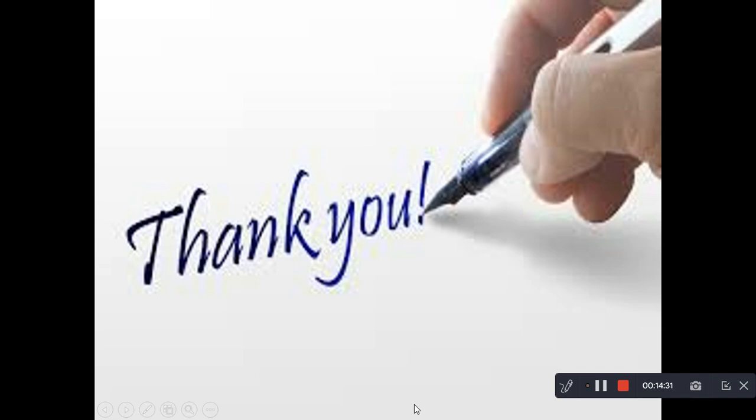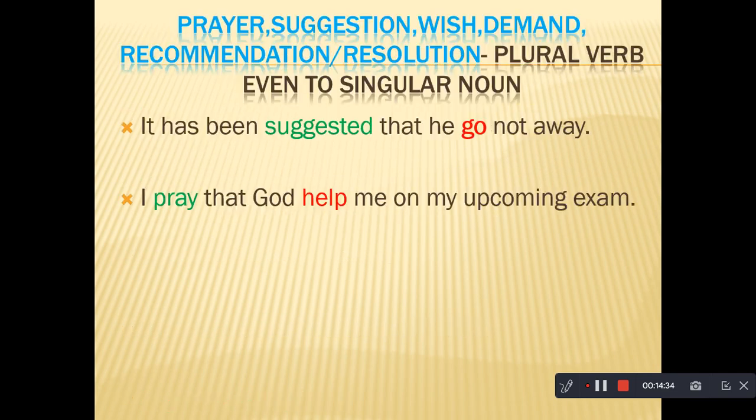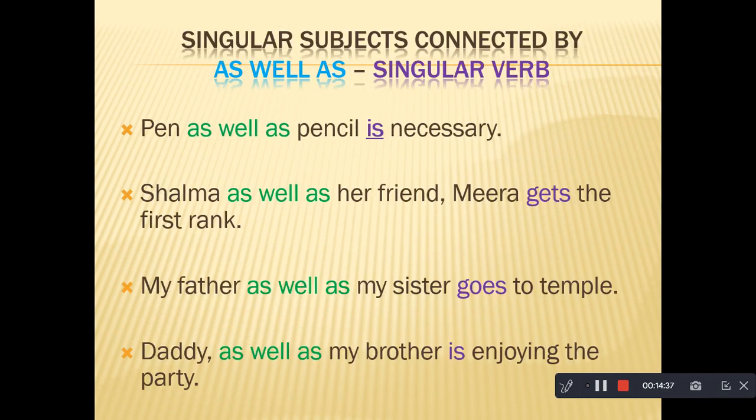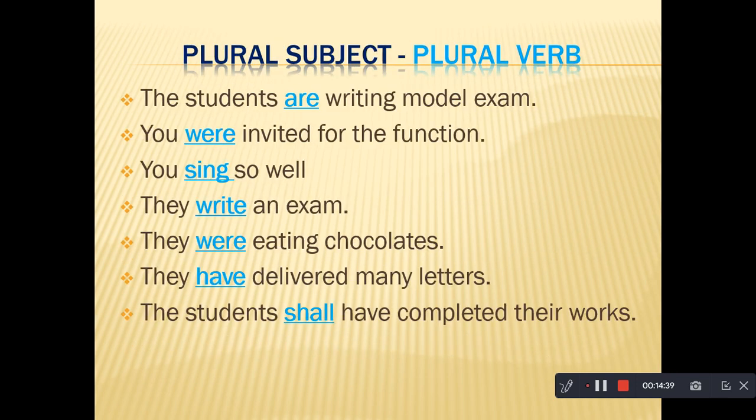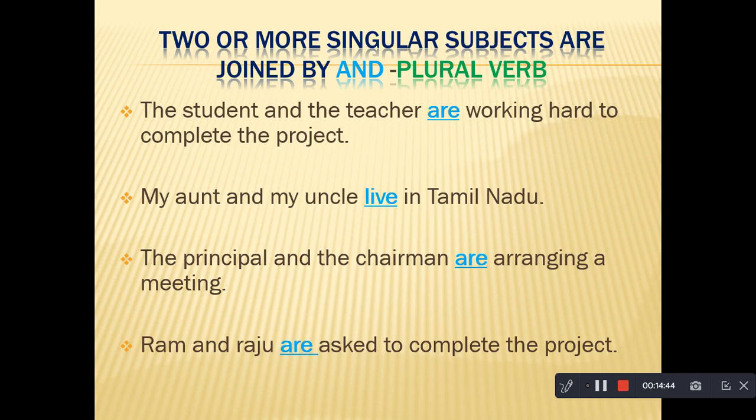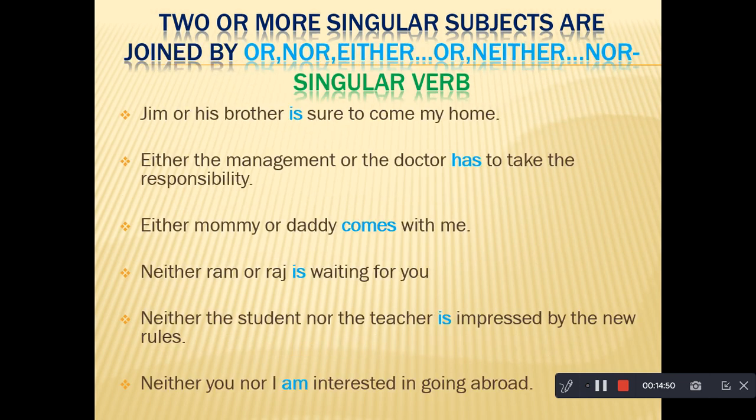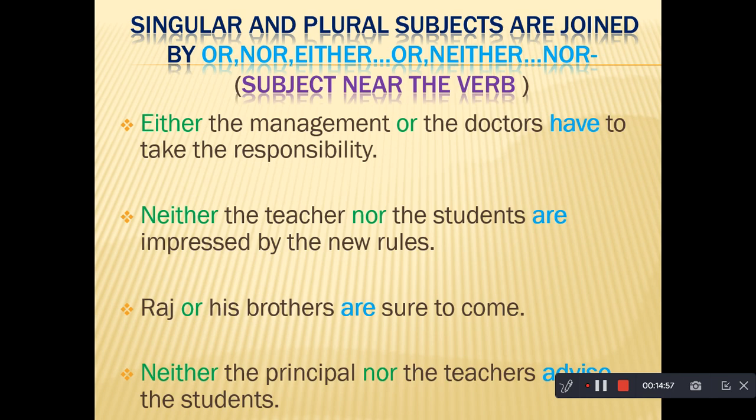Once again, I recall the points. Singular subject, singular verb; plural subject, plural verb. Two or more singular subjects joined by "and" take a plural verb. Two or more singular subjects joined by or, nor, either-or, neither-nor take a singular verb. When singular and plural subjects are joined by or, nor, either-or, neither-nor, the verb agrees with the nearer subject: if the nearer subject is singular, a singular auxiliary; if plural, a plural auxiliary.